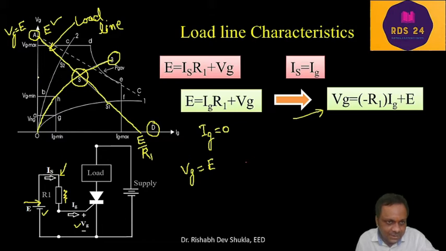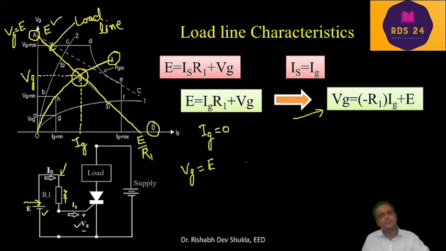From this point we find the required value of Vg and the required value of Ig. We will get it from here. This is the information we are getting from the load line and the plotted gate characteristics. The operating point lies at the intersection between these two curves.